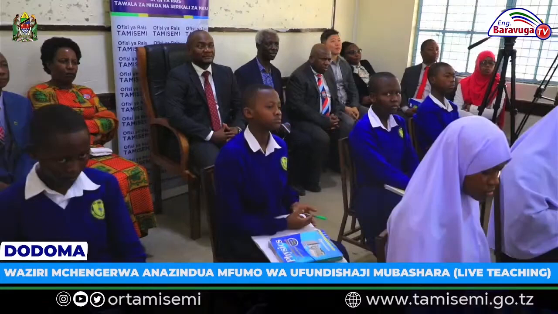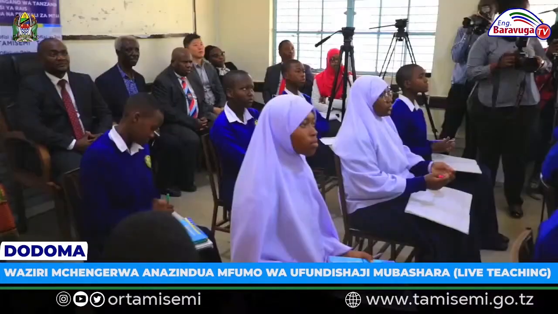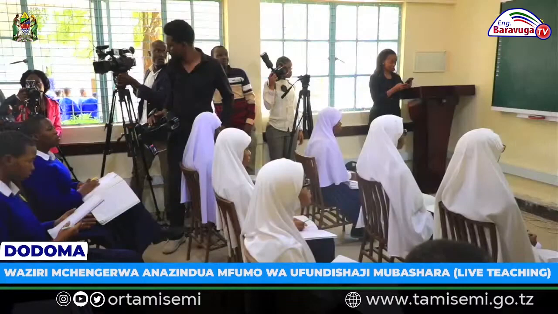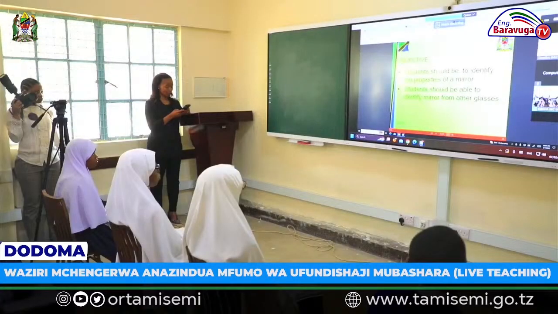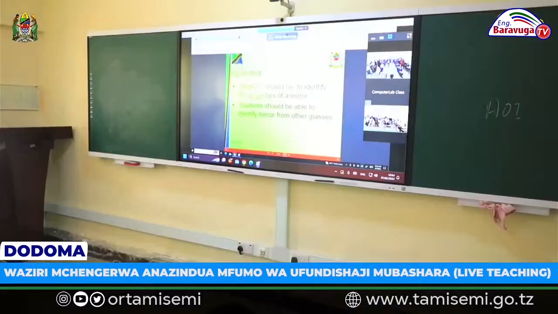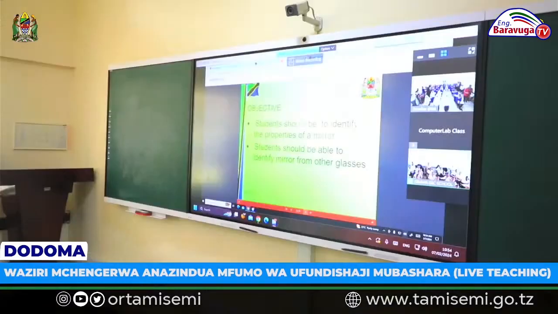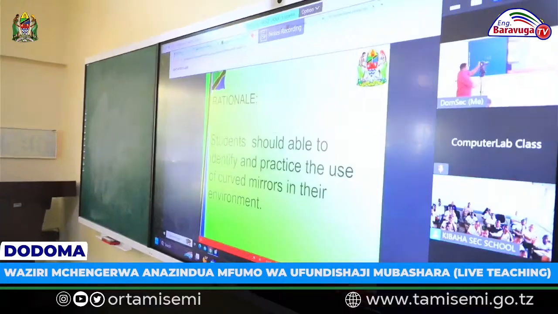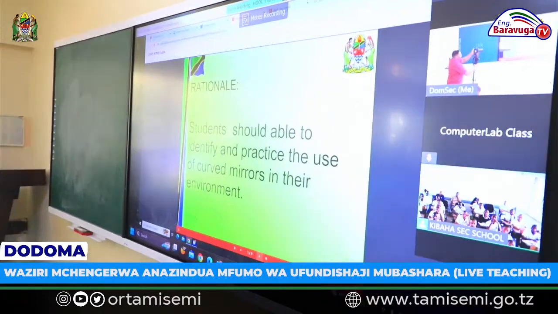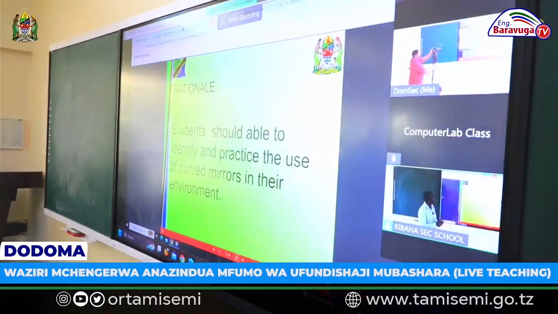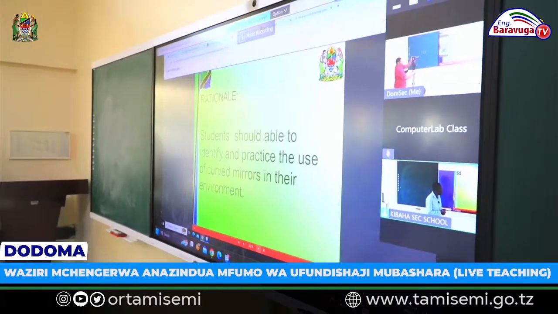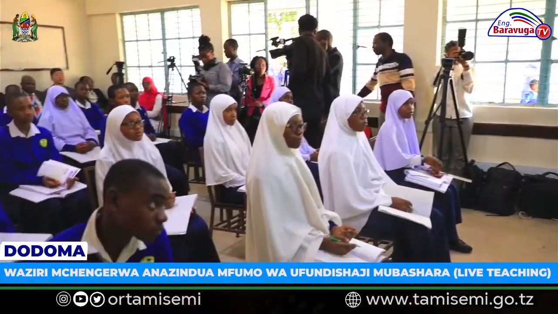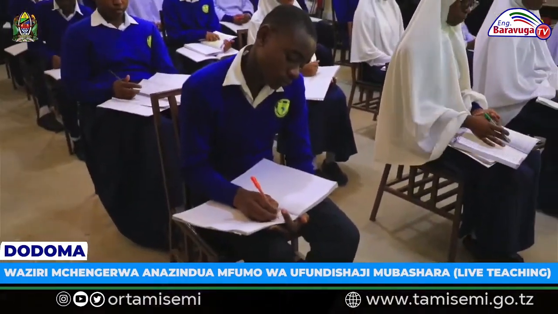The objective is that the students should be able to identify the properties of a mirror, and also the students should be able to identify a mirror from other glasses, because not all glasses are mirrors. We have also the rationale for the lesson, which means that students will be able to identify and practice the use of curved mirror in their environment. We are trying to take a way to integrate learning in the classroom with the external environment.